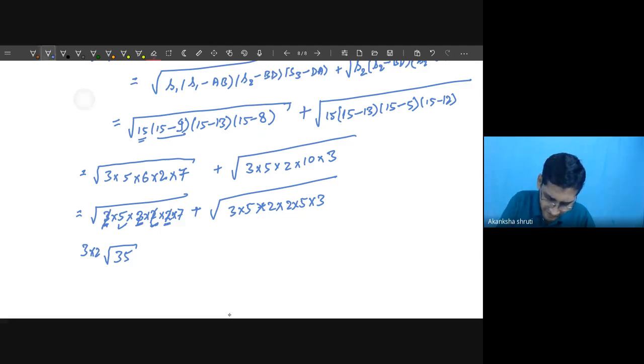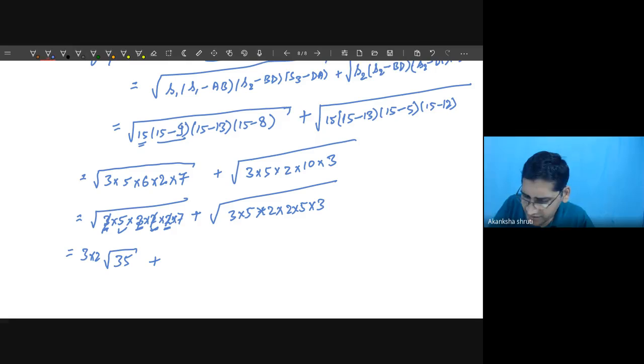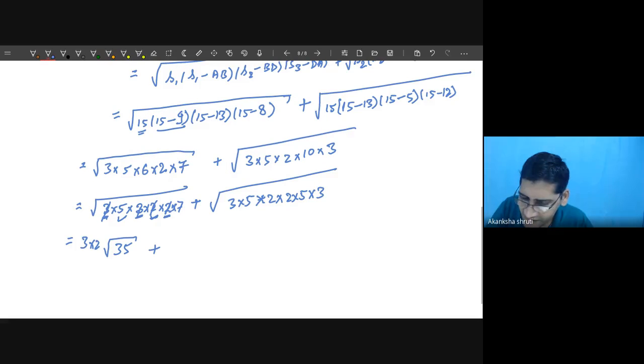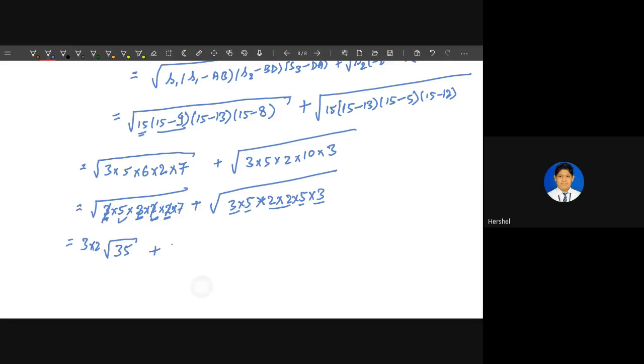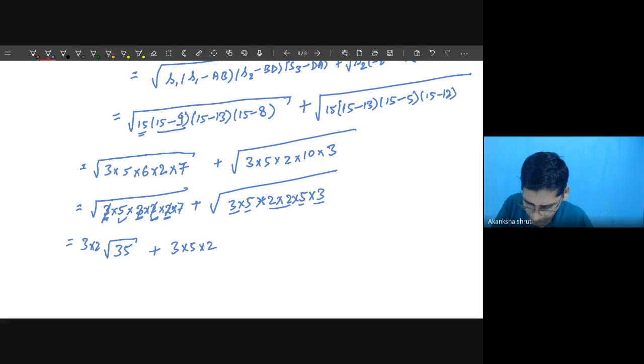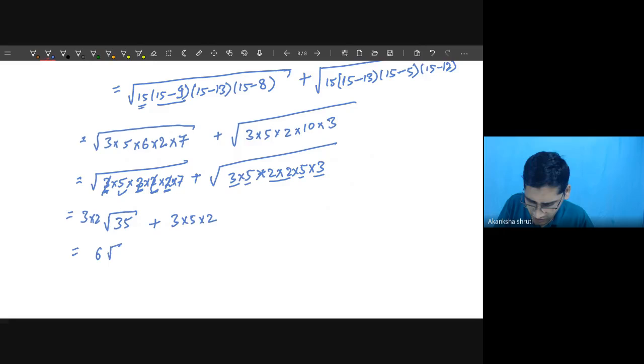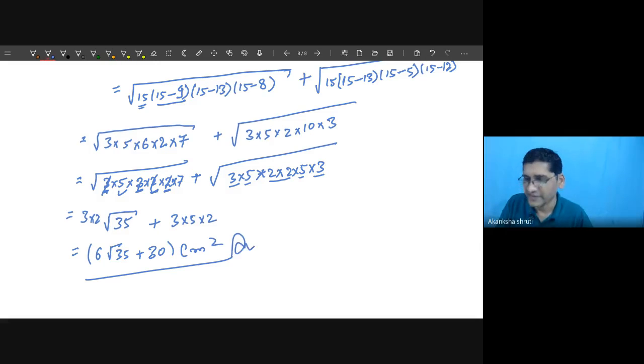It is for the first term. Plus, similarly, come for the second one. Second one is okay. So 3, yes, sir, can be taken out. 2 and 2 can be taken out. Even the 5 and 5 can also be taken out. All are paired? Yes. Good. 3 into 5 into 2. 3 into 5 into 2. So it is like 6 root of 35 plus 5 times 6, 30. So this much centimeter square. This is your final answer.